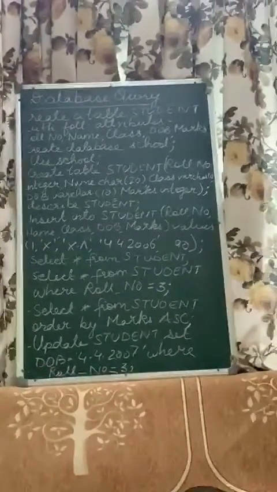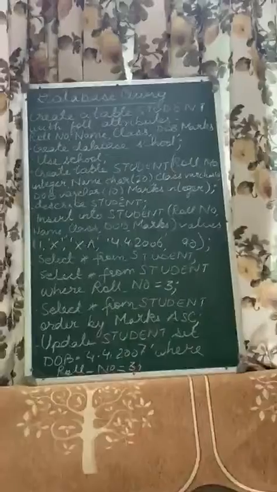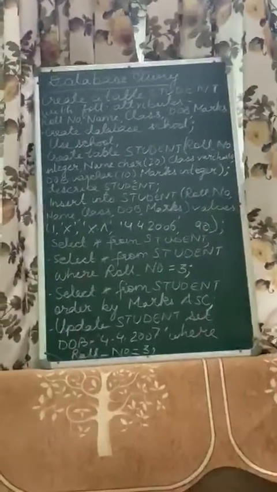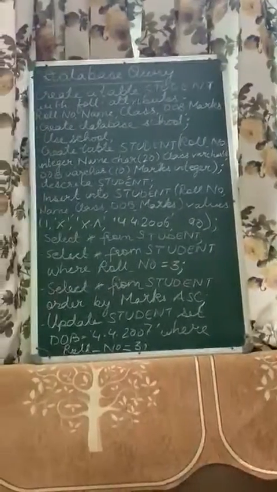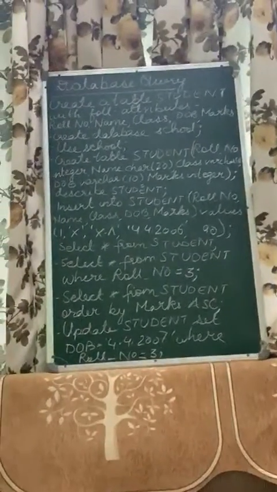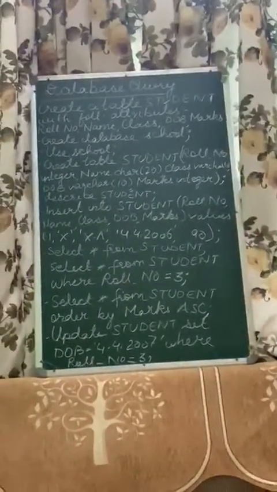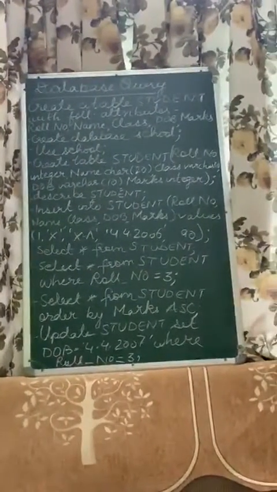Now the question is: create a table student with the following attributes. Attributes means the names of the columns: roll number, name, class, date of birth, marks. So you have to create this table and then execute certain queries on it.